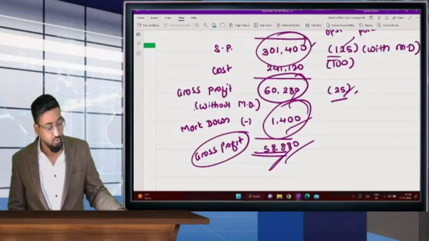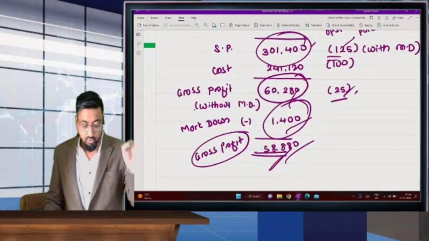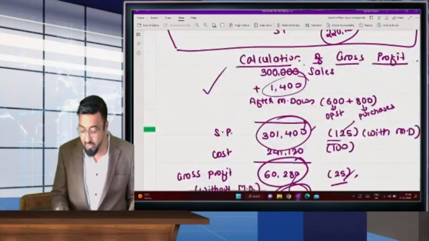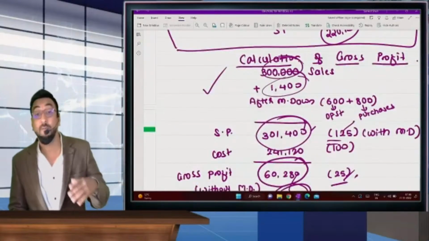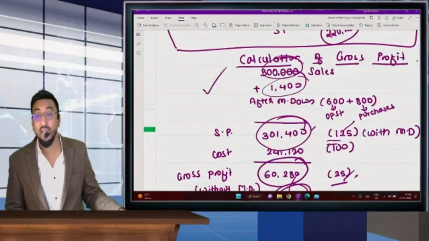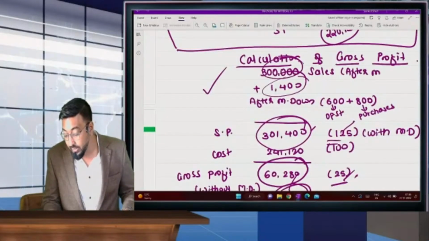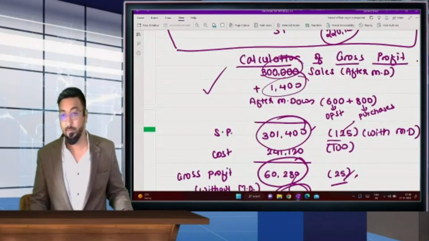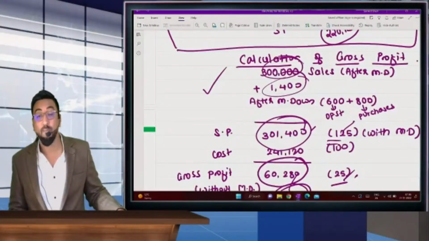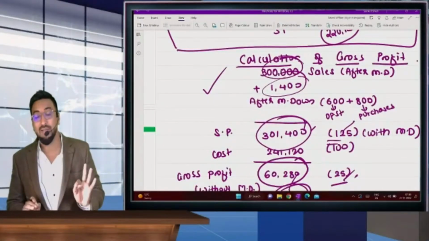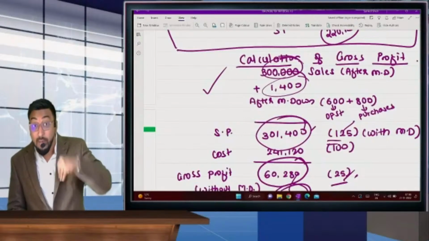Ah, very good, Nanesh Ingre. Very good. So it means sales which is given in the question is after markdown. Okay, so this is after markdown. Very good. And for calculation of profit, that 25% we have to consider it before markdown.